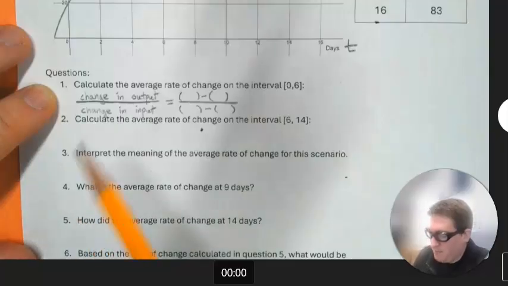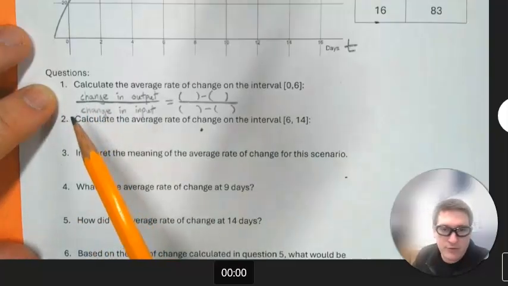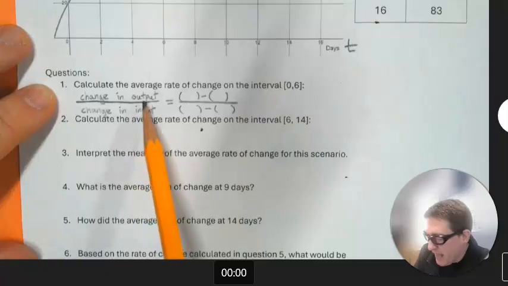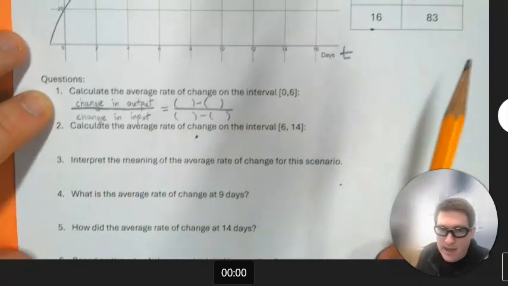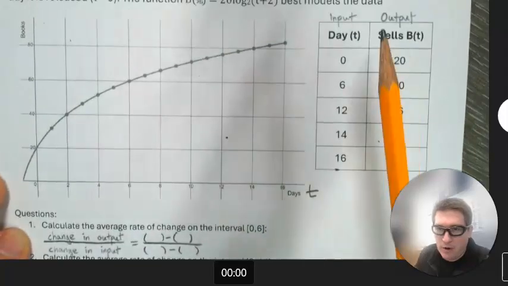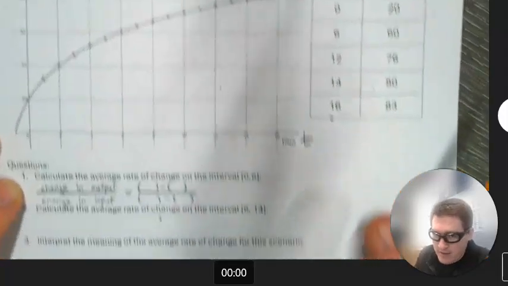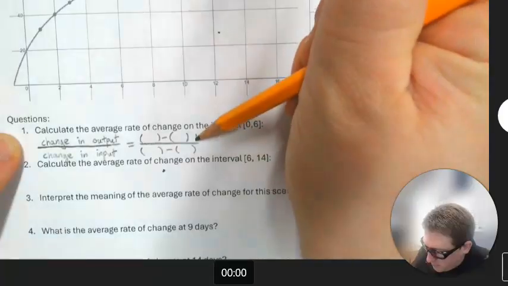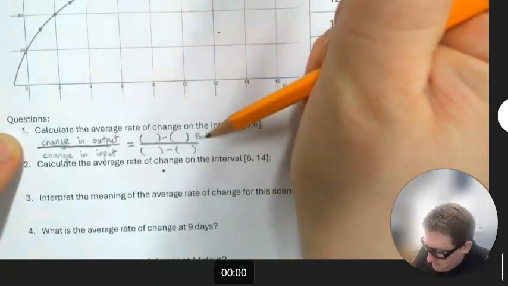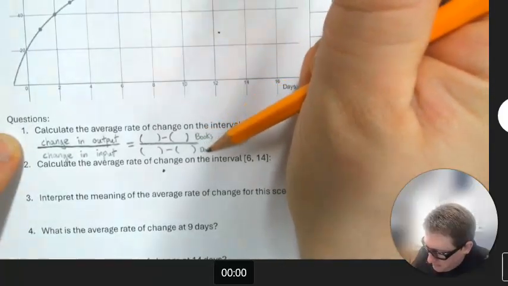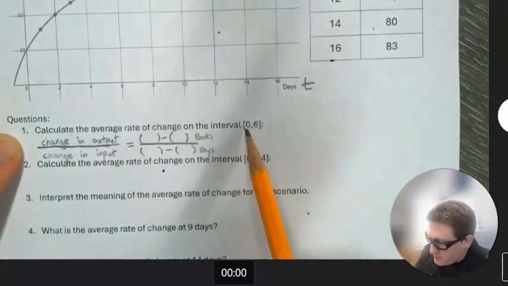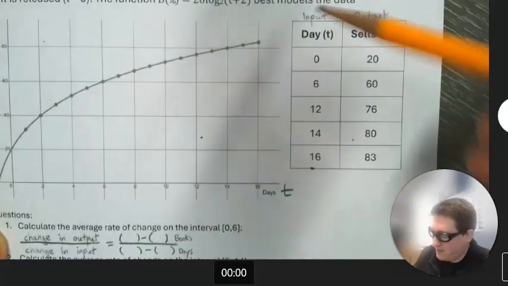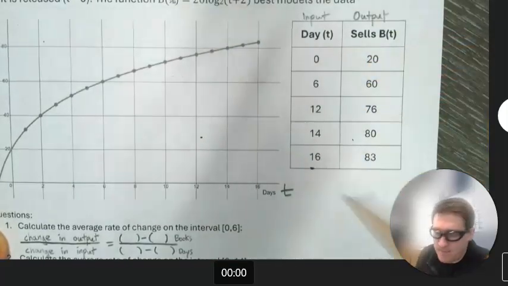First, we need to remember the formula for average rate of change. Remember, it's a change in output divided by a change in input. And looking here, the outputs are the books and the inputs are the days. Let me put a note here so I remember that I put the books on top and the days on bottom. That will keep my data straight. Okay, so we're doing it on the interval 0 to 6, so the first 7 days here.